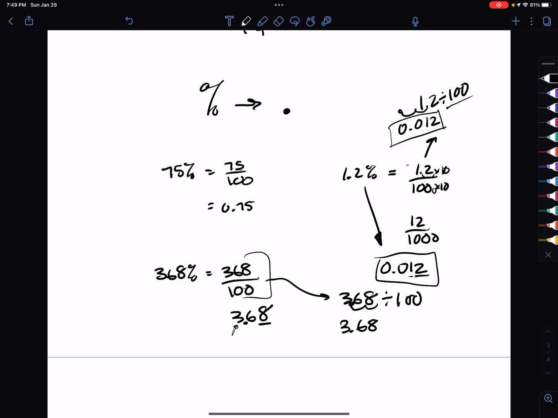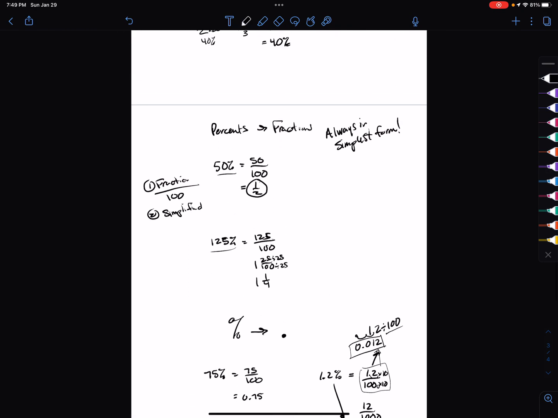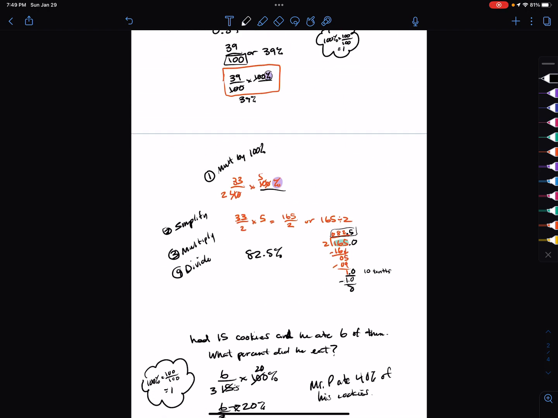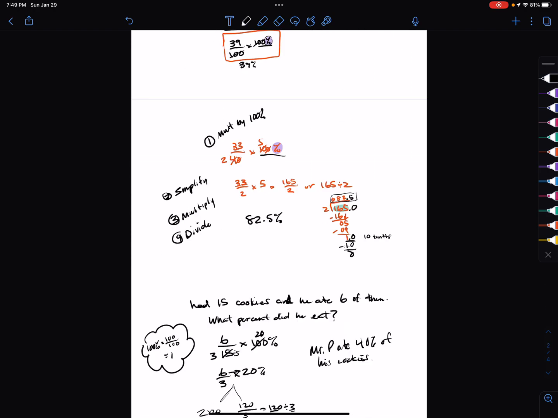And it looks like if you turn it into a fraction first, it shows why that straightforward way works. So that is dealing with percents into fractions and decimals when they're not super friendly, when they are not the easy peasy ones.